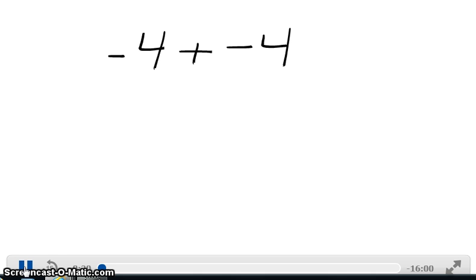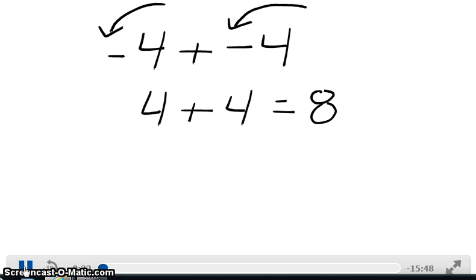For example, -4 plus -4. In this case, the signs are the same, so if we follow the rule, we will add 4 plus 4, and we will keep the sign, which both 4's are negative, therefore our answer will be -8.